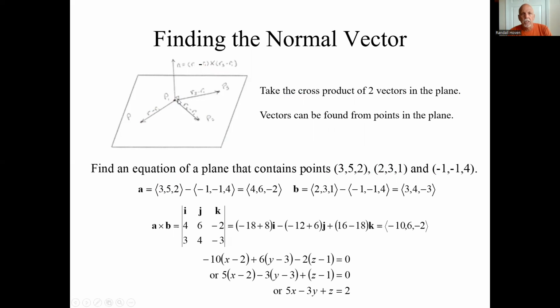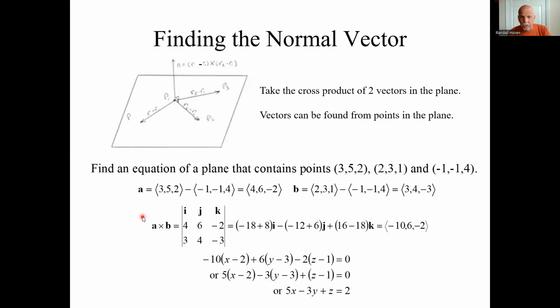But I need to form these different vectors. So I'll pick one of the 3, and I'll pick this third guy here, -1, -1, 4 as the reference. I'll define my A vector as the 3, 5, 2 vector minus this point, and I get 4, 6, minus 2. And the B vector is this point minus this vector. I get 3, 4, minus 3. So I have my A and my B vector.